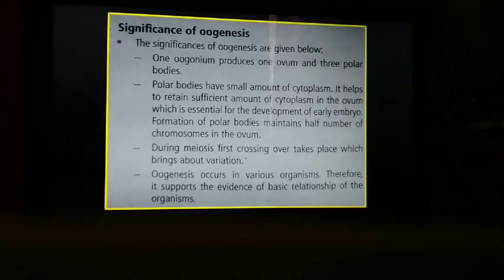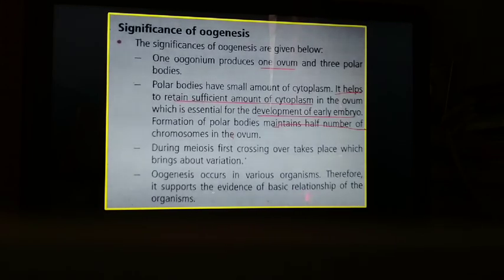Now let us see what the main significance of oogenesis is. In oogenesis, one oogonium produces one ovum and 3 polar bodies, and the polar bodies have a small amount of cytoplasm, due to which the ovum retains a sufficient amount of cytoplasm, which is very essential for the development of the early embryo. Also, the formation of polar bodies maintains the half number of chromosomes in the ovum.